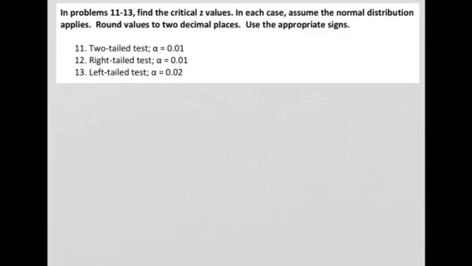In these problems, we're finding the critical z-values, and we have to take into account what type of test we're doing. So in number 11, we're doing a two-tailed test. So what I'm going to do is draw my distribution, and alpha is 0.01. Since it's a two-tailed test, that means we're splitting alpha between the two tails.